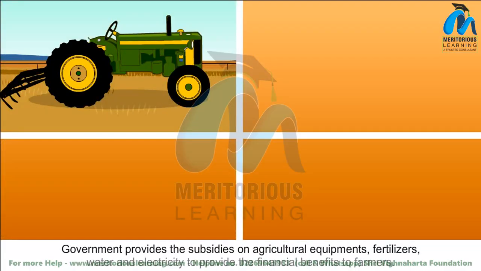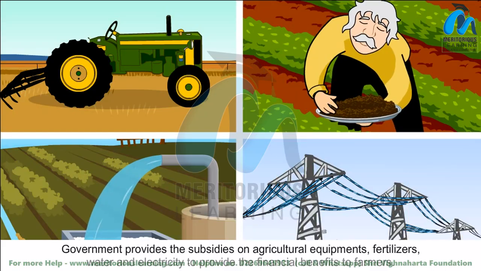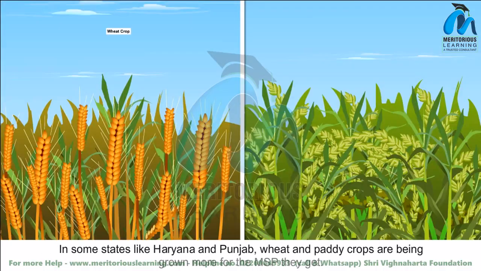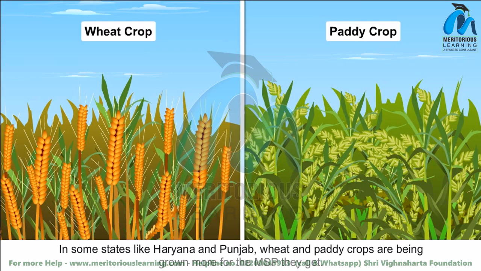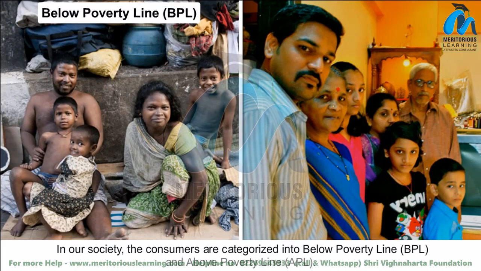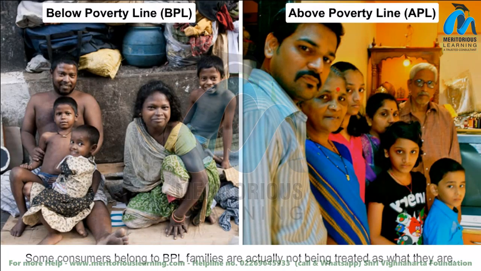Government provides the subsidies on agricultural equipments, fertilizers, water and electricity to provide the financial benefits to farmers. In some states like Haryana and Punjab, wheat and paddy crops are being grown more for the MSP they get. In our society, the consumers are categorized into below poverty line or BPL and above poverty line or APL. Some consumers belonging to BPL families are actually not being treated as what they are.